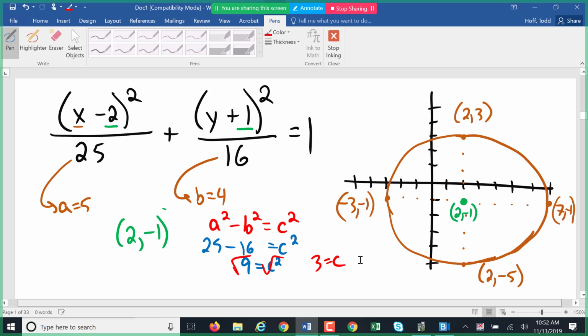So I go 3 units from the center. 1, 2, 3. That's one focus at negative 1, negative 1. The other direction, 1, 2, 3. That's my other focus at 5, negative 1. So those are the foci for that ellipse.